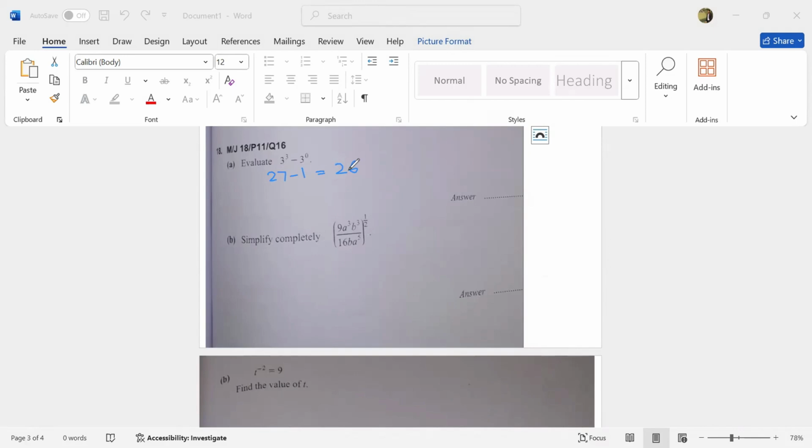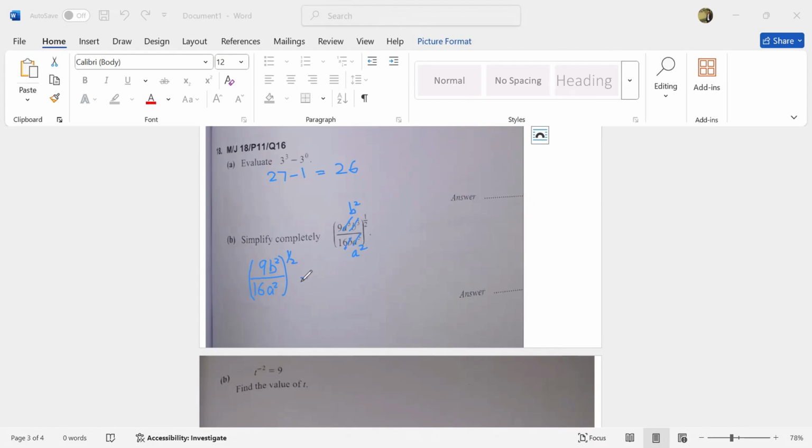Simplify completely. Now we are going to solve the bracket first. 9 and 16, they do not come in any table. Let's check for a. It has a power 3. This has a power 5. So we will be left with a square. Denominator, we have single b. In numerator, we have b cubed. So we will be left with b square. So we are left with 9b square over 16a square, power half.